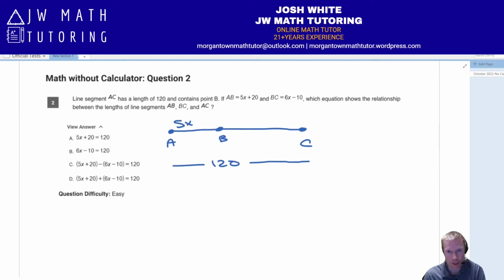And now we know AB is 5x plus 20, and we know BC is 6x minus 10. So now you can hopefully see that adding these two expressions together is going to equal the 120 for the entire line segment. So the correct answer is going to be letter D, 5x plus 20 plus 6x minus 10 equals 120.